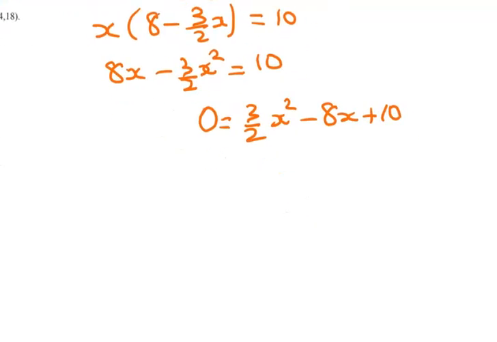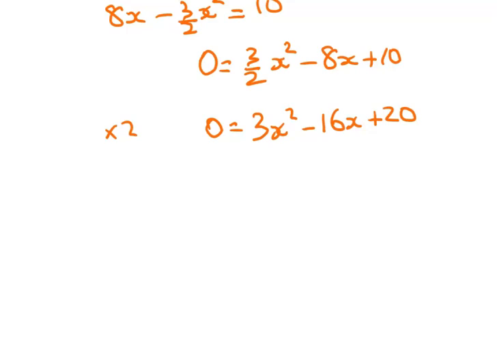I'm not liking that 3/2 at all, so I'm going to multiply both sides through by 2. That gives me 0 is equal to 3x² minus 16x plus 20. Now I can factorize this. I might have to do the grouping method, but I might be able to get away without it. I'm going to have a 3x here and an x here. I've got to have a plus here and a minus here, so my pattern will be minus, minus.